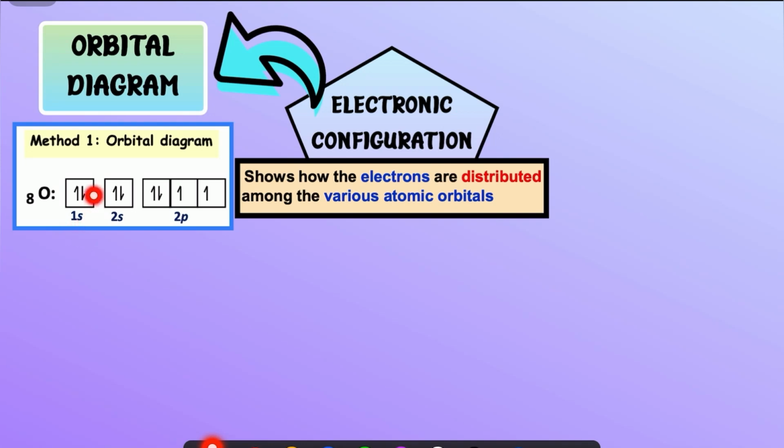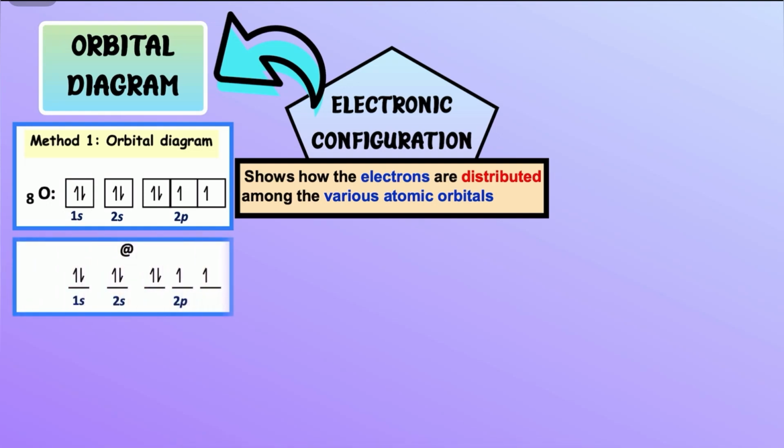For example here, 1s, 2s, and for the 2p, there are 3 boxes combined together, because we have the px, py, and pz. So there are 3 boxes, and each box can occupy 2 electrons. And by using the upside-down arrows, you can fill each box with the 2 electrons.